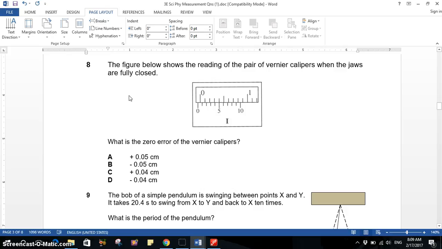With this, we come to the end of our explanation for structured question. All the best for your common test.